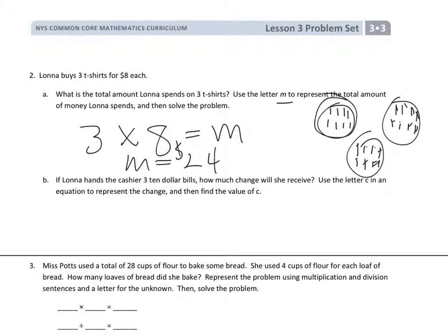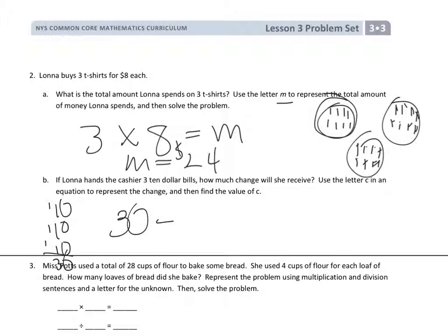Okay, now on the other hand, we're going to go down to number B here. If Lana hands the cashier 3 $10 bills, how much change will she receive? Use the letter C in an equation to represent the change and then find the value of C. So 3 $10 bills looks like this. 10, 10, 10. That gives me a total of 30. So I have $30 that she gives the cashier.